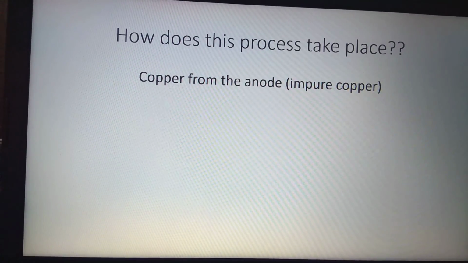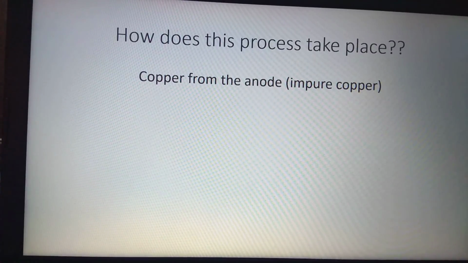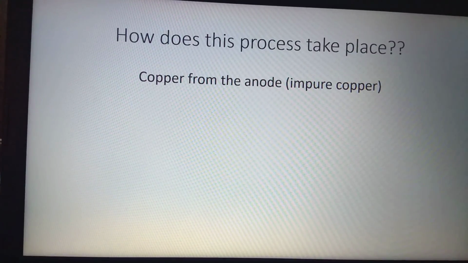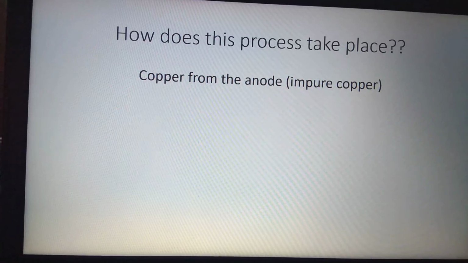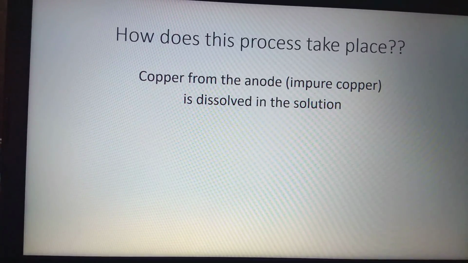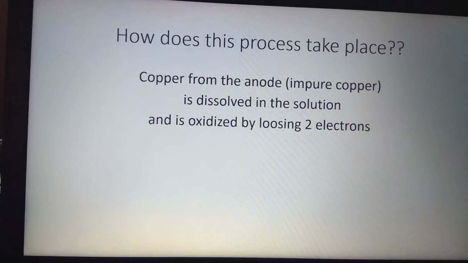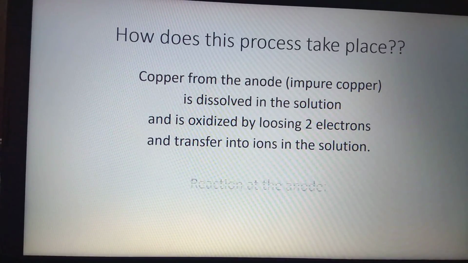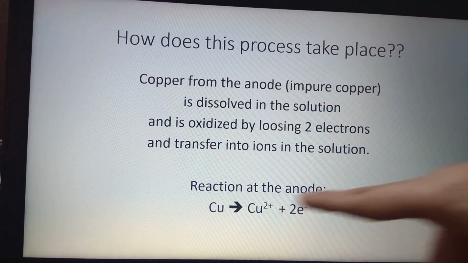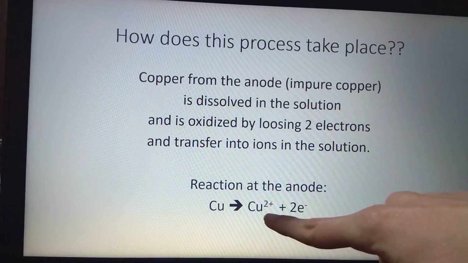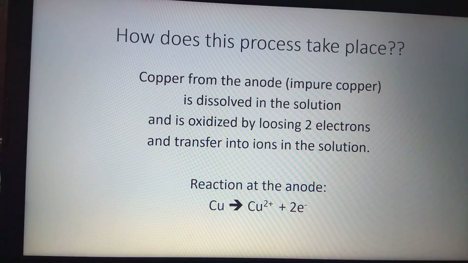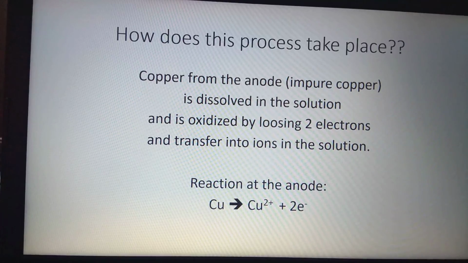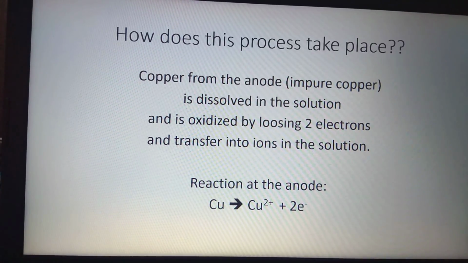At the other electrode, since it's not an inert electrode, it's an active electrode, the copper will be involved in the reaction. It will be dissolved in the solution and oxidized by losing two electrons, giving the Cu2+ ion, which in its turn will go to the other electrode and deposit also on it.